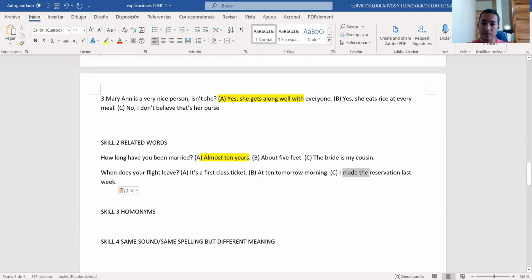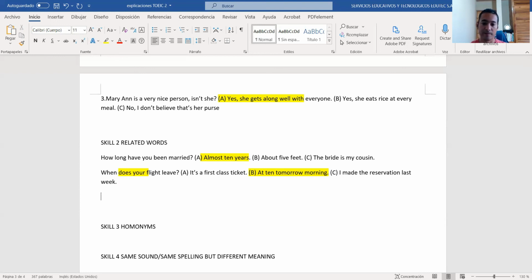But I made the reservation last week. So made means past, but if you pay attention, the auxiliary is in present. So if you have it in present, you need to choose another one. So the best answer here is at 10 tomorrow morning. So that's what I told you at the beginning. Pay attention to the auxiliary, especially about tenses, present, past, or future. Okay, let's continue with number 3.